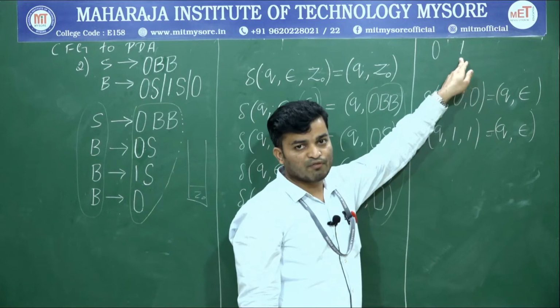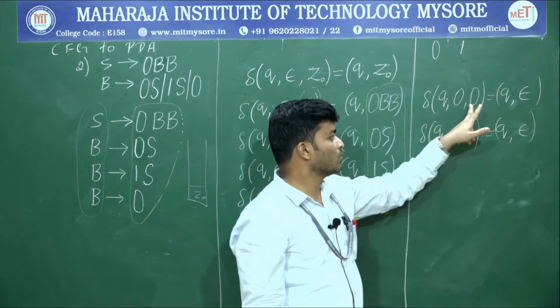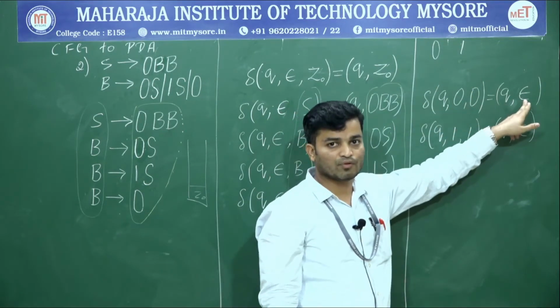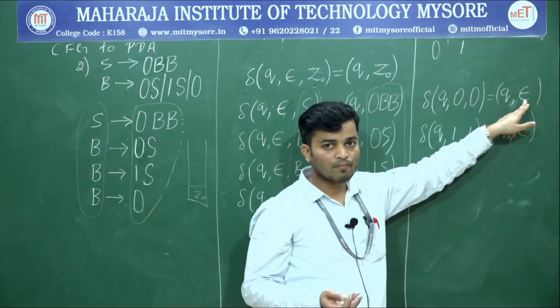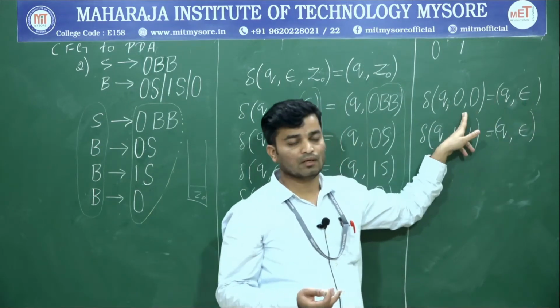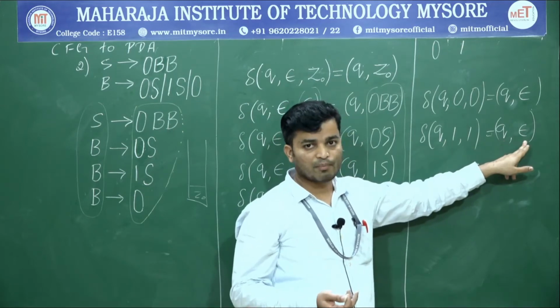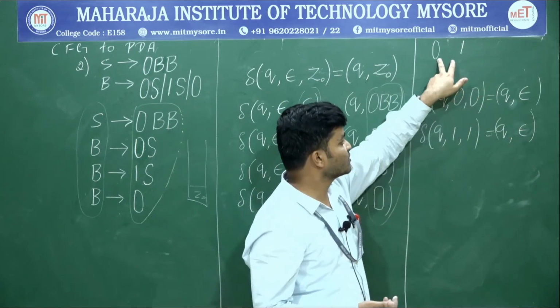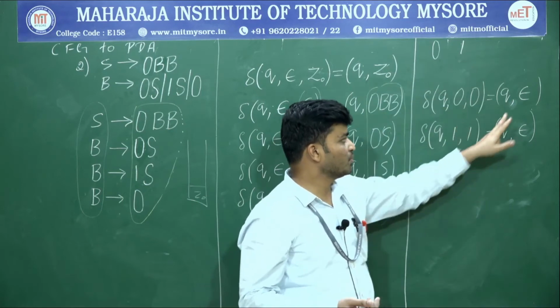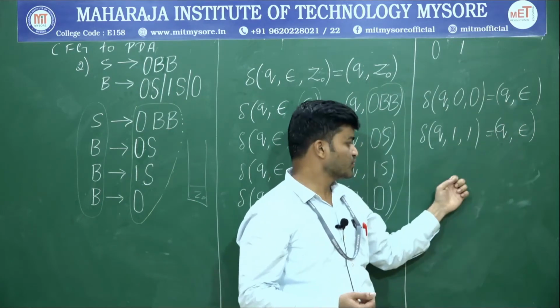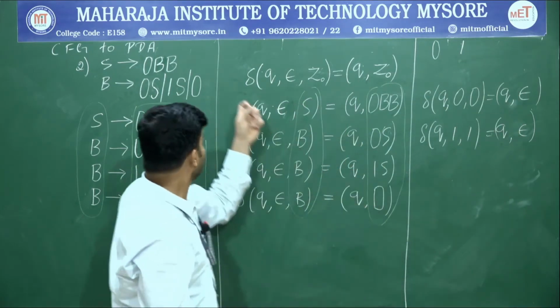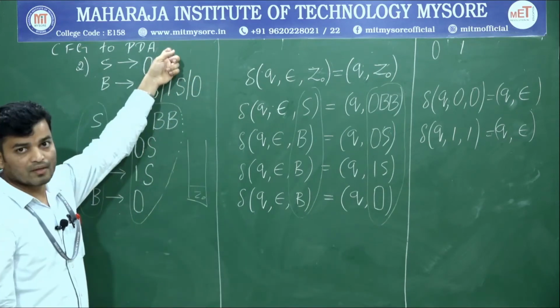For these terminals, we perform the pop operation. Q comma 0 performs Q comma epsilon. The meaning is we are performing the pop operation whenever you get a terminal. Q comma 1, Q comma epsilon. Again we are performing the pop operation. For all the terminals, for 0 as well as 1, you perform the pop operation. So this is your transition function for the PDA, pushdown automata.